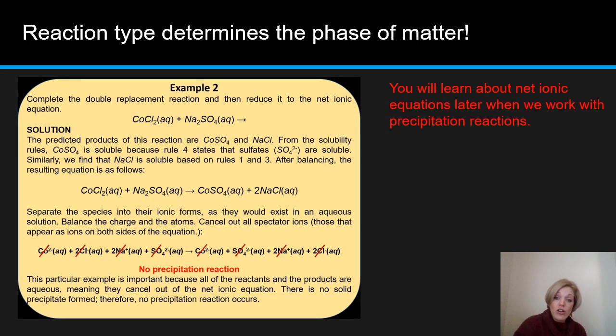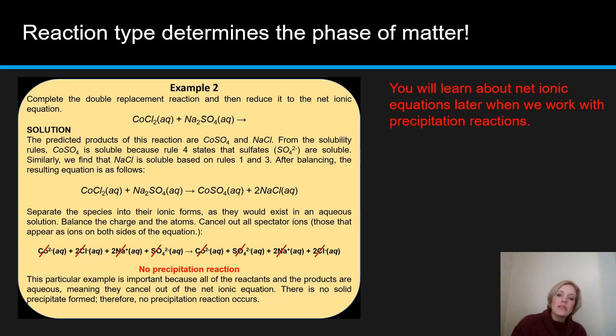This is the last example that I found, which was quite nice, and I don't want you to worry too much about something they mention called a net ionic equation. You do not do that now. You only do that when we do precipitates later, and that includes breaking down the ions within your equation. Don't worry about that at all.